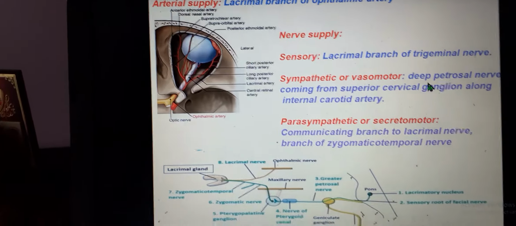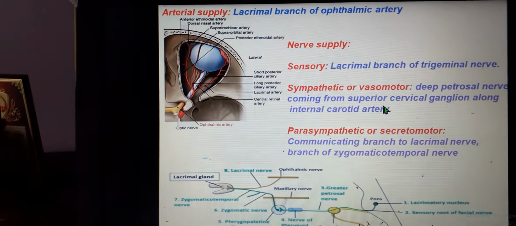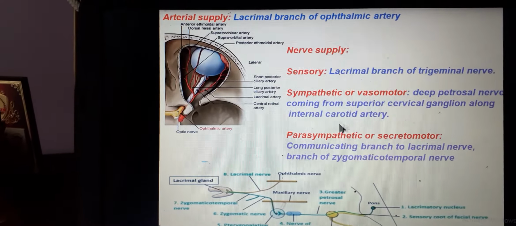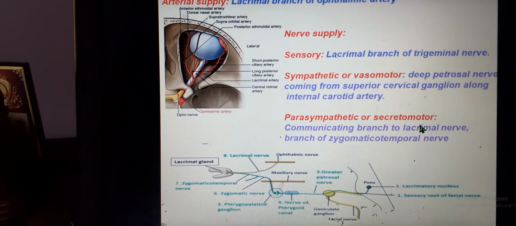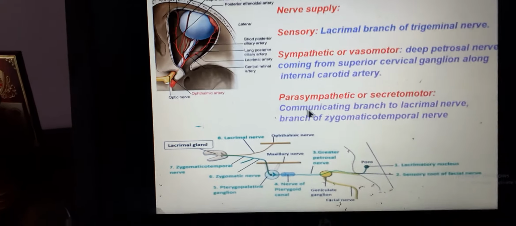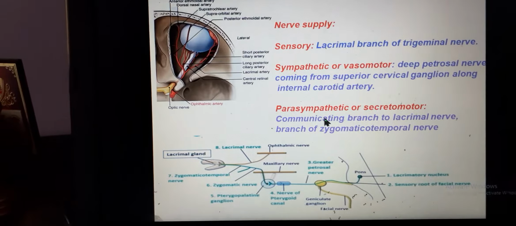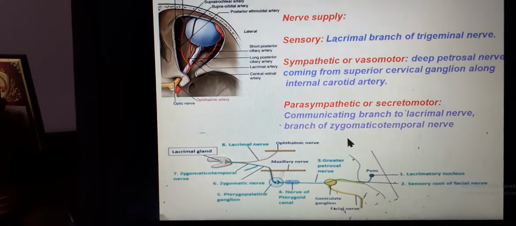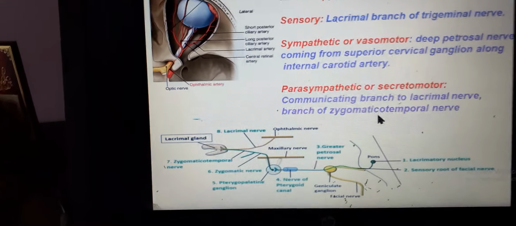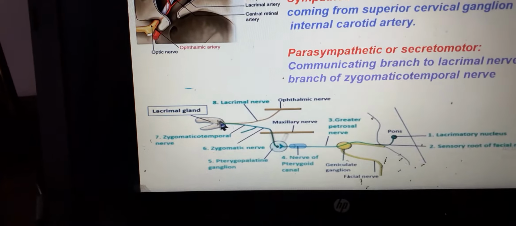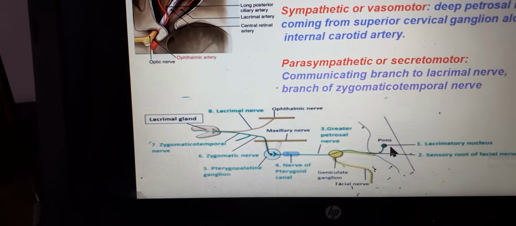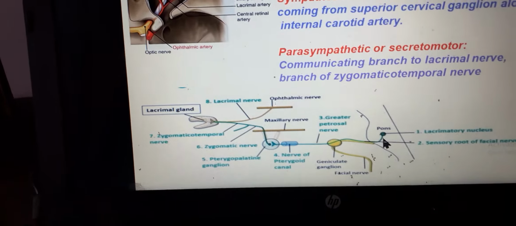Sympathetic or vasomotor supply is by the deep petrosal nerve coming from the superior cervical ganglia along the internal carotid artery. Coming to the parasympathetic or secretomotor, this is the main nerve supply. This is the communicating branch to the lacrimal nerve, branch of the zygomaticotemporal. Here we can see this is the lacrimal gland, and this secretomotor fiber starts in the pons from the lacrimatory nucleus.